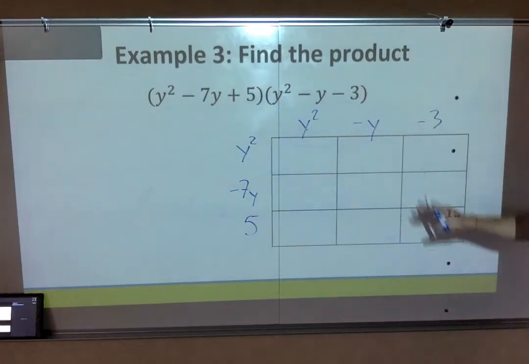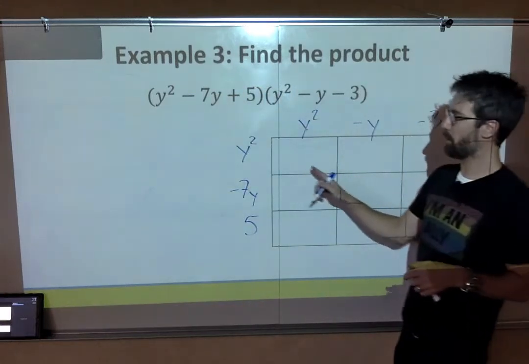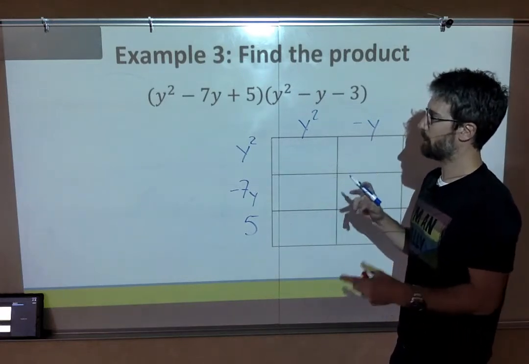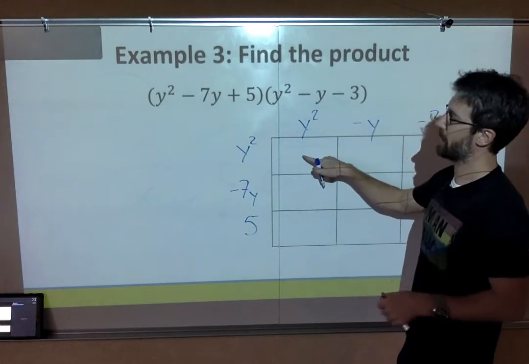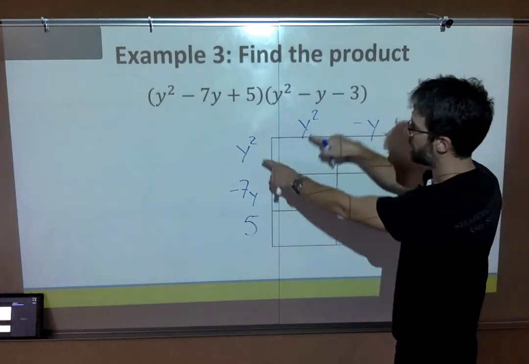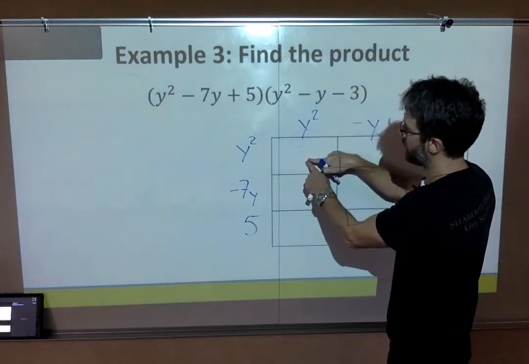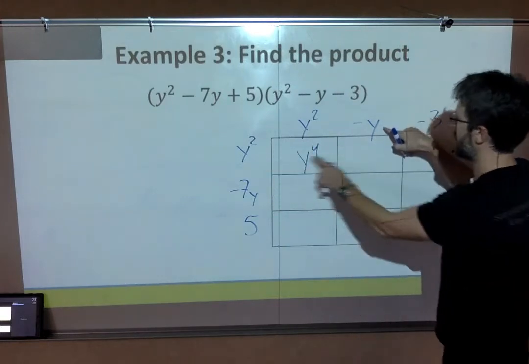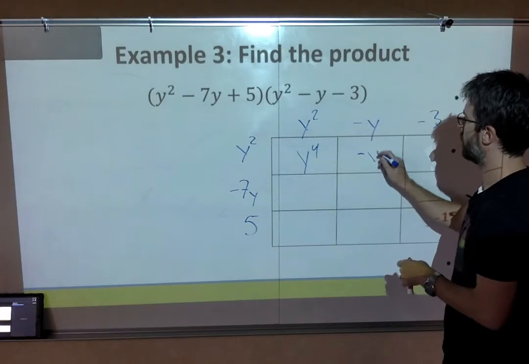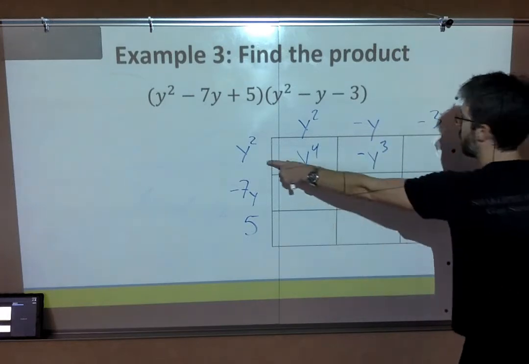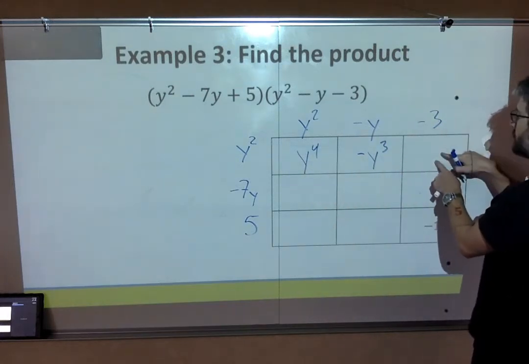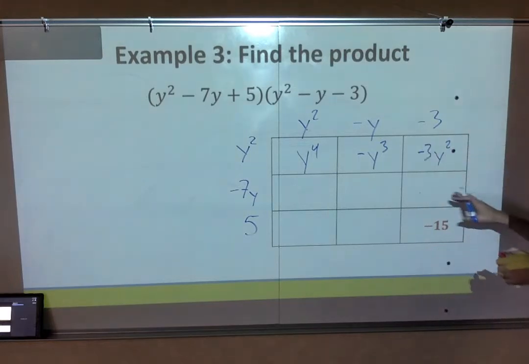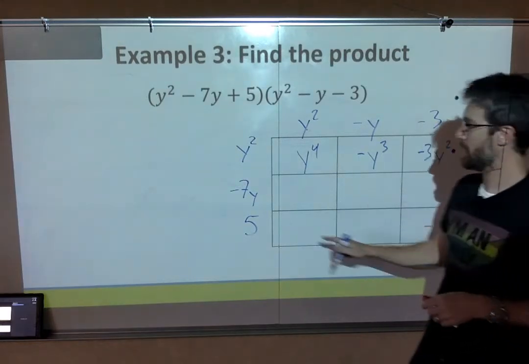All right, so now how we fill in the box is we are going to take the product of the terms that line up for that box. So in this case, the y squared and the y squared meet here, and that makes y to the 4th. Y squared and negative y meet here for negative y cubed, and y squared and negative 3 meet here for negative 3y squared. And we can fill out the rest of the box the same way.